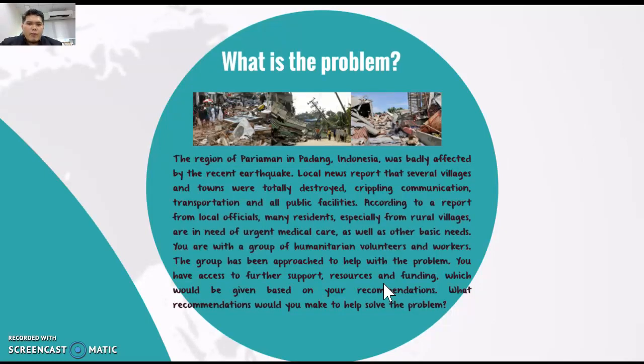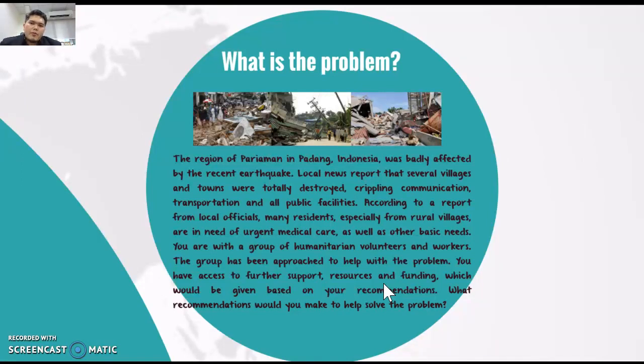You are with a group of humanitarian volunteers and workers. The group has been approached to help with the problem. You have access to further support, resources and funding which would be given based on your recommendations. What recommendation would you make to help solve the problem? So you need to read this. This is just an example of a very simple problem.